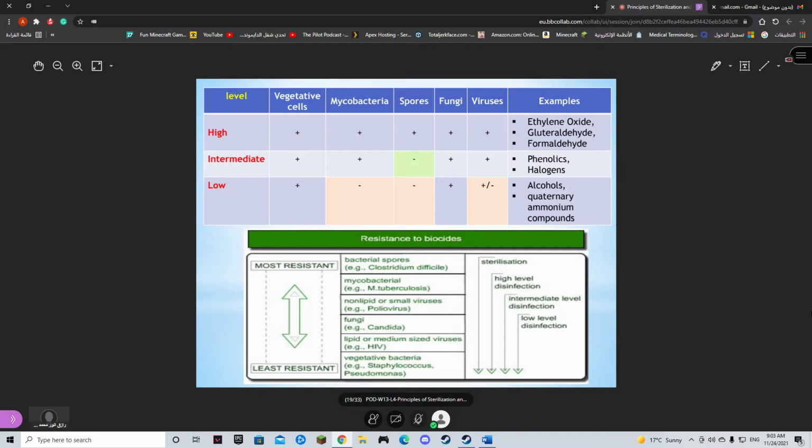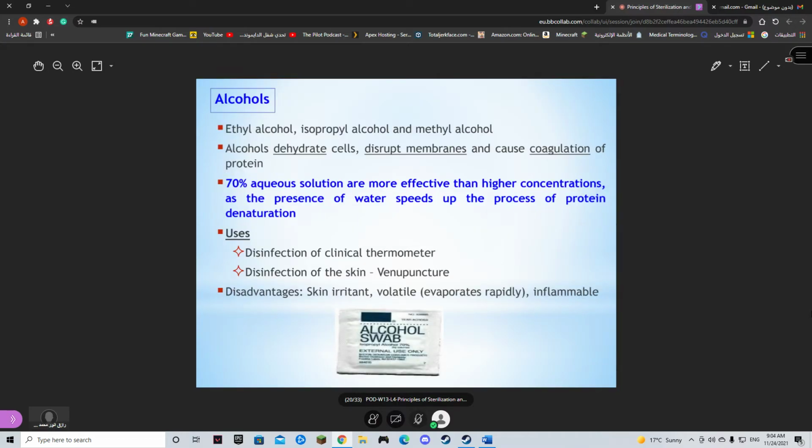Okay, see, high: vegetative cell, mycobacterium. So I know that this is not easy to memorize everything, but for your knowledge, you must go through it again once you finish the chapter. Which one is high, like ethylene oxide, glutaraldehyde, formaldehyde; intermediate, yes, halogens; and the low, alcohol and quaternary ammonium compound, because QAC is very important. Okay, so I have to go fast over here.